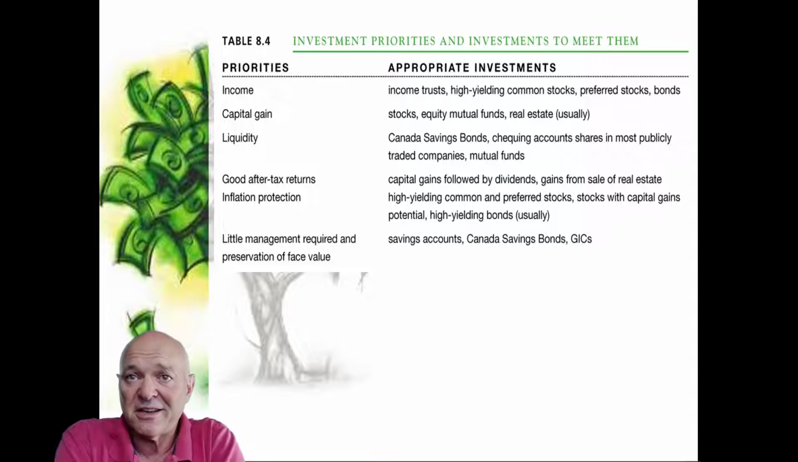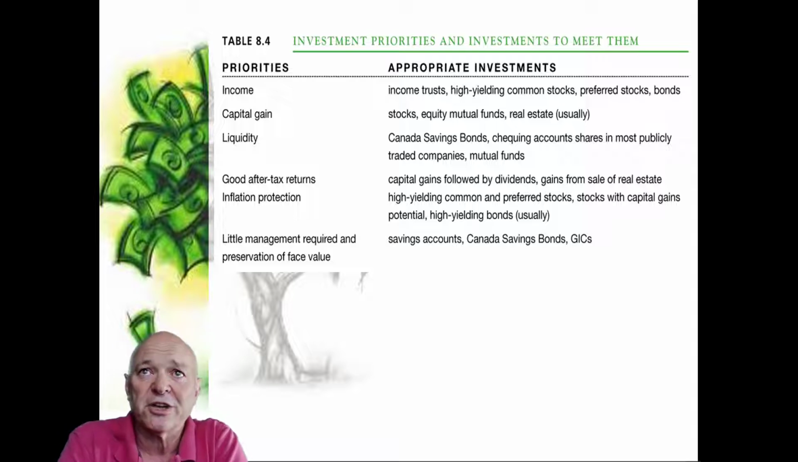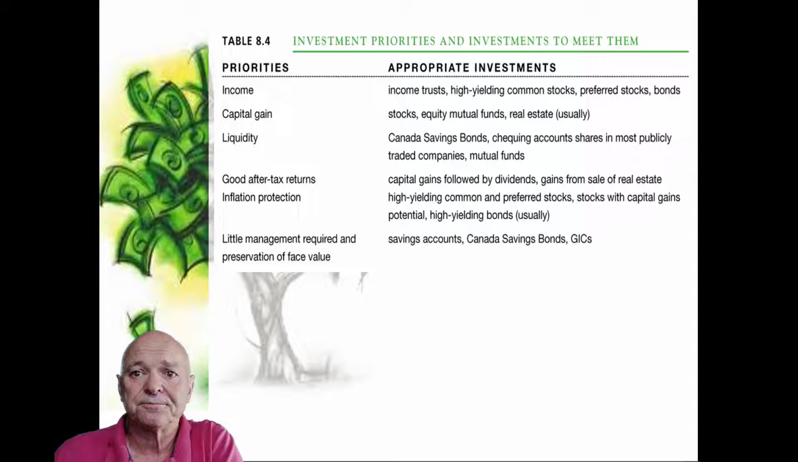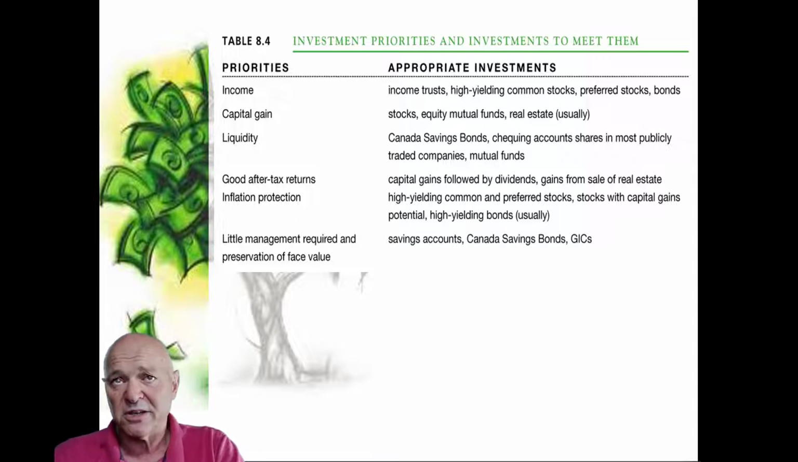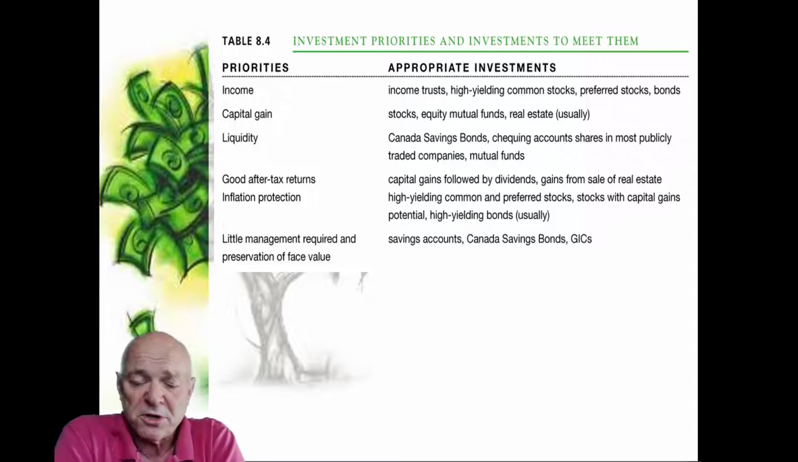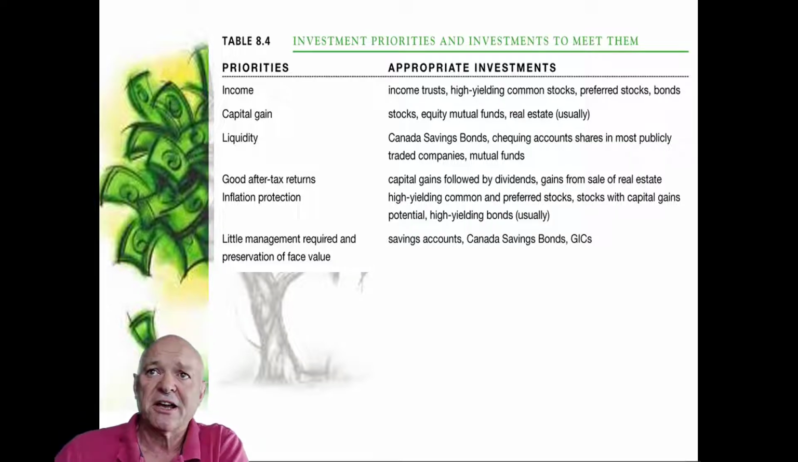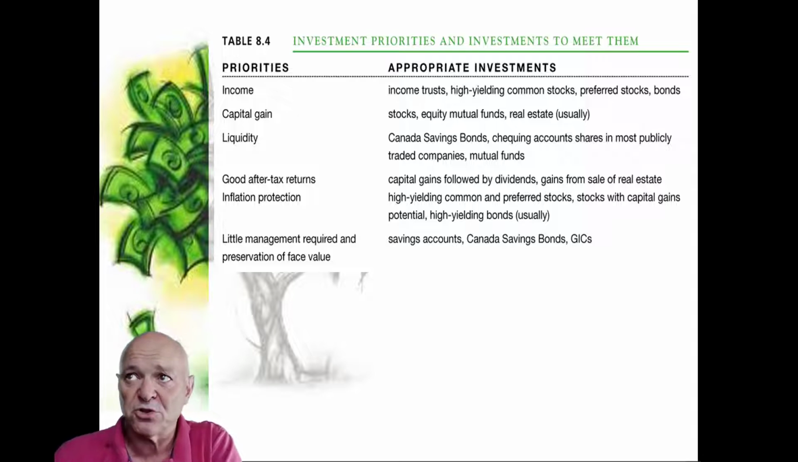High liquidity includes things like Canada Savings Bonds, GICs, putting your money in a checking account, and perhaps mutual funds. Tax-protected yields include things like capital gains that are paid on top of dividends, gains from sale on real estate, gains from investment in certain types of commodities. Inflation protection comes from anything that maintains its value regardless of the dollar price. So high-yielding common shares, preferred shares, stocks with capital gain potential, high-yielding bonds are good for inflation protection, as is real estate. And simple to manage, especially if you've got a small amount of money invested, include things like savings accounts, savings bonds, and guaranteed investment certificates.